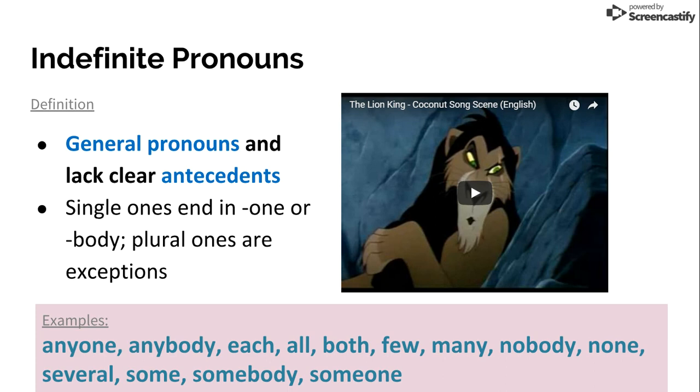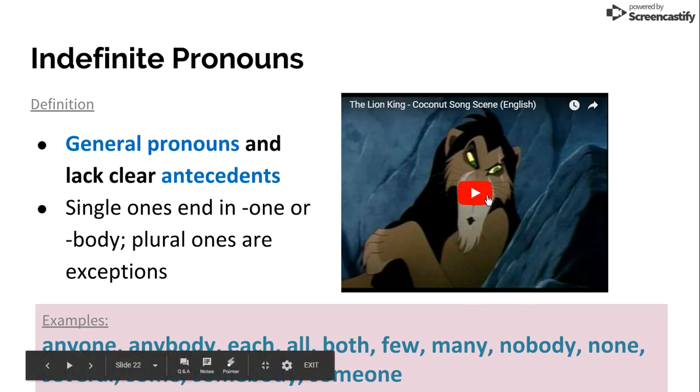And in speaking of being a bit unclear, we will end with indefinite pronouns, which by their very nature don't quite give us the whole picture. There are many indefinite pronouns, but the common ones are listed here. So they tend to end in one or body, like anyone or somebody. And then there are some irregular ones too, like each and all and things like that. Here's a quick example from one of Evelyn's favorite movies.